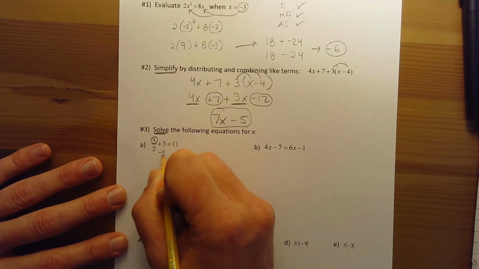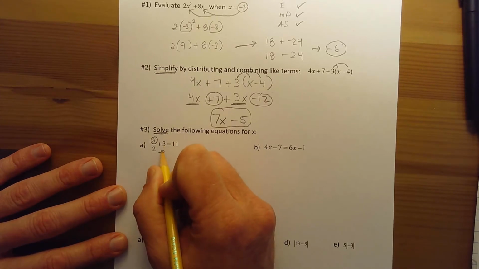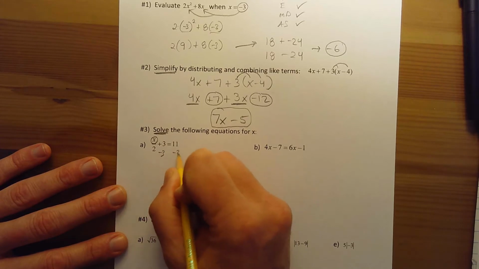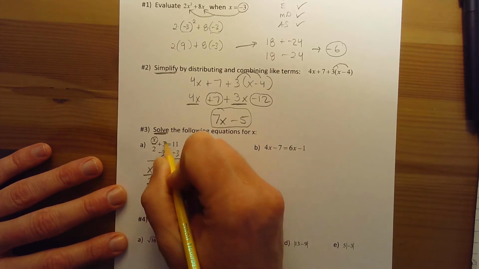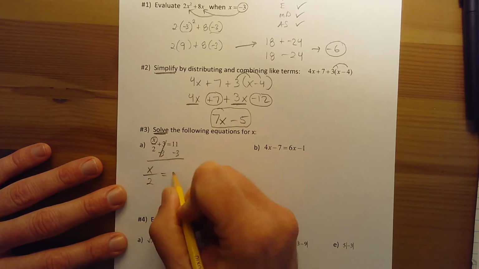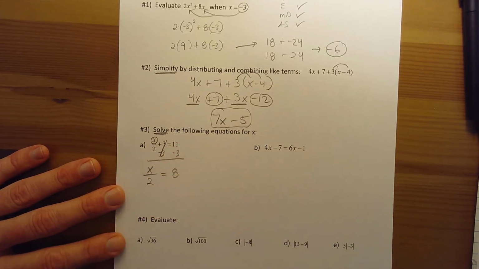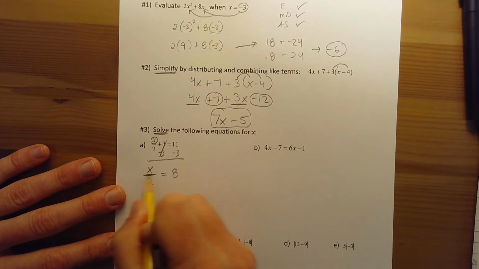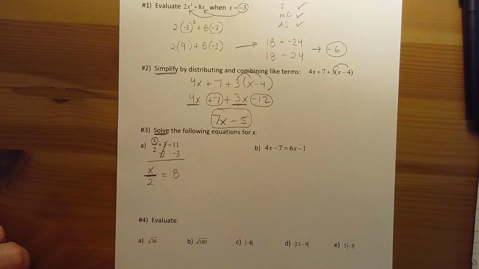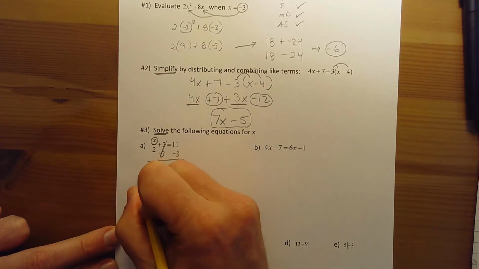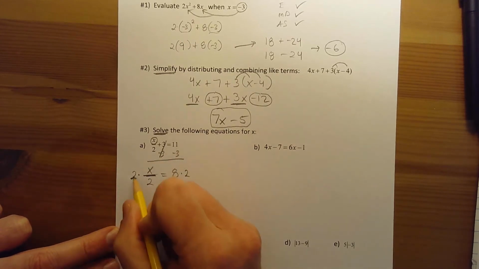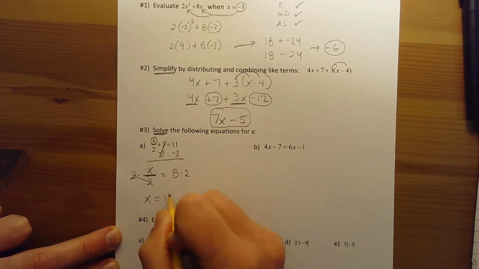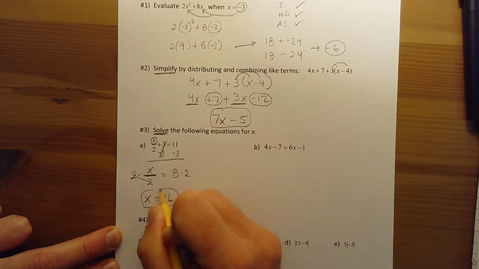Let's get rid of the +3. So we undo adding 3 by subtracting 3. We do that to both sides. So that leaves me with x over 2, that's gone, equals 8. Then this operation right here is division. We will undo division with multiplication. So I will multiply both sides by 2, and I get x is equal to a +16.